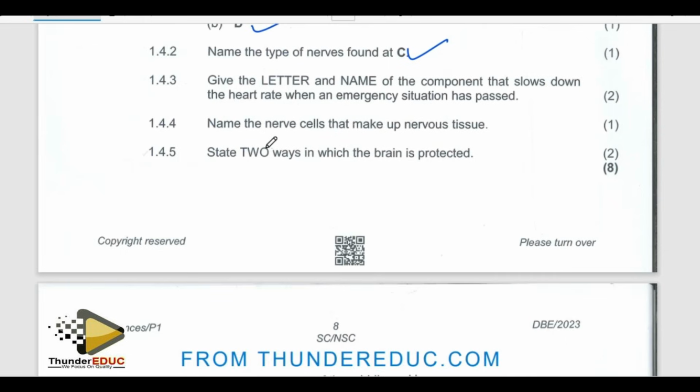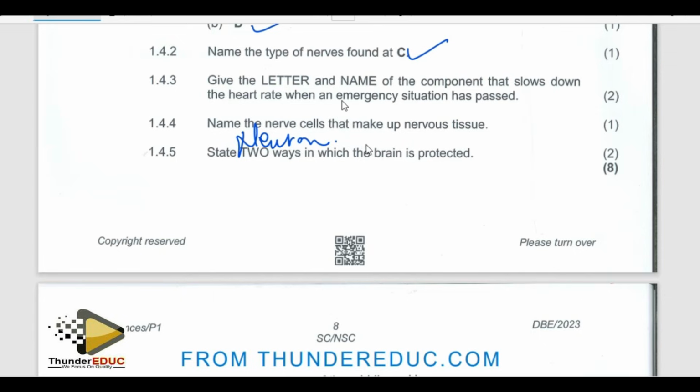All right, let's continue. They're saying, name the nerve cell that is made up of the nerve tissue. How do you call that nerve cell? It is called a neuron. Yes, so we call it a neuron.